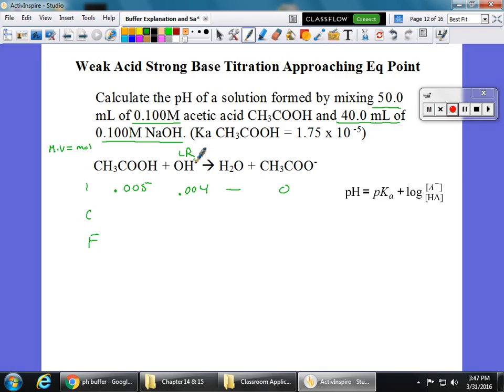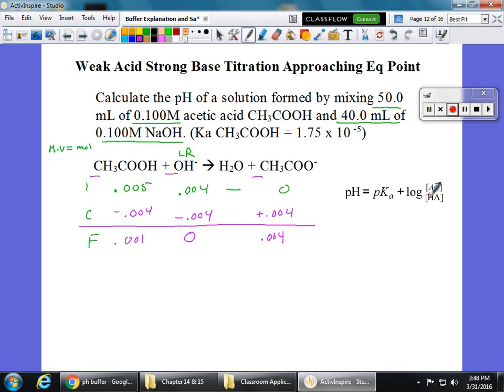The limiting reagent is still going to be the base. We're not at the equivalence point yet, so we still have leftover, or excess, acid in the solution. So we use up all of the limiting reagent. It's a 1-to-1 ratio, so the same amount of acid gets used up. The conjugate base, again a 1-to-1 mole ratio, goes up by that same value, 0.004 moles. That leaves us with 0.001 moles of acid, no hydroxide, because that was our limiting reagent, and 0.004 moles of our conjugate base.